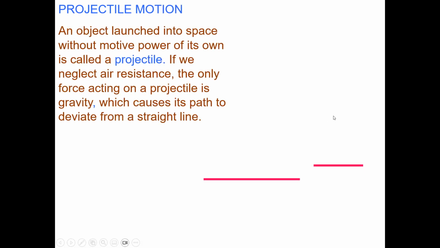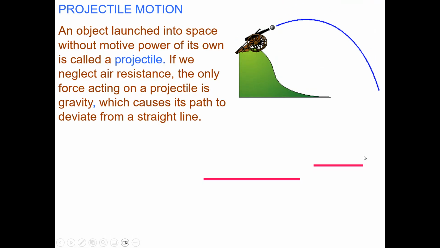So to give you a formal definition of a projectile, we can call a projectile any object that's launched into space without motive power of its own. So in other words, it's not equipped with a motor or an engine or something that would cause it to deviate from that parabolic path. So we'll always neglect air resistance in our problem solving, which means that the only force acting on a projectile is gravity, which causes its path to deviate from a straight line. Much like this picture over here, we have a partial parabolic path.